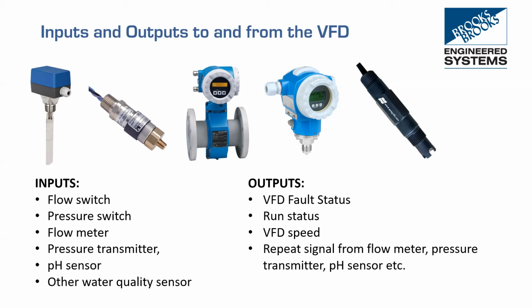On the output side of the VFD will have a number of outputs to let our customers' PLC or their SCADA system know what's going on with the process. Typical ones are a VFD fault, a run status to confirm that we are running our load, and a feedback signal on what speed the VFD is running the pump at. Or we might want to send back that analog flow meter or pressure transmitter signal back to our customer SCADA system so they can also see what's going on with the process.